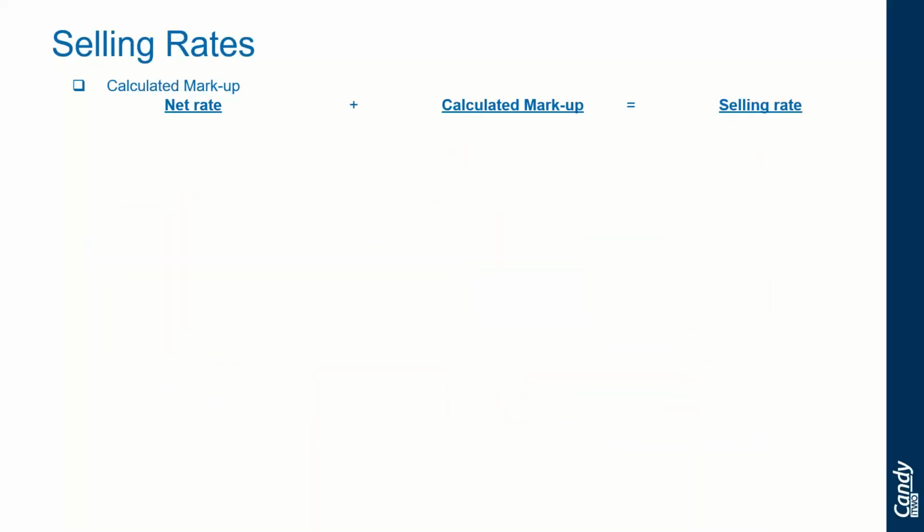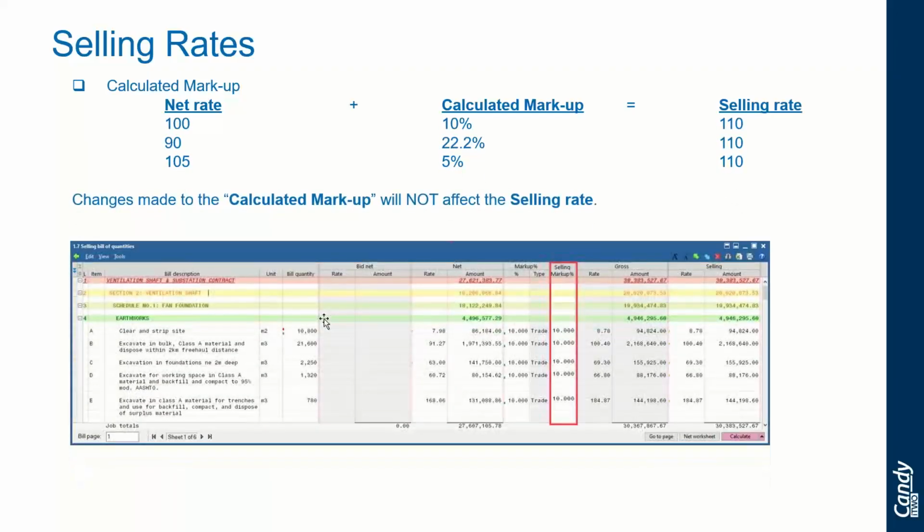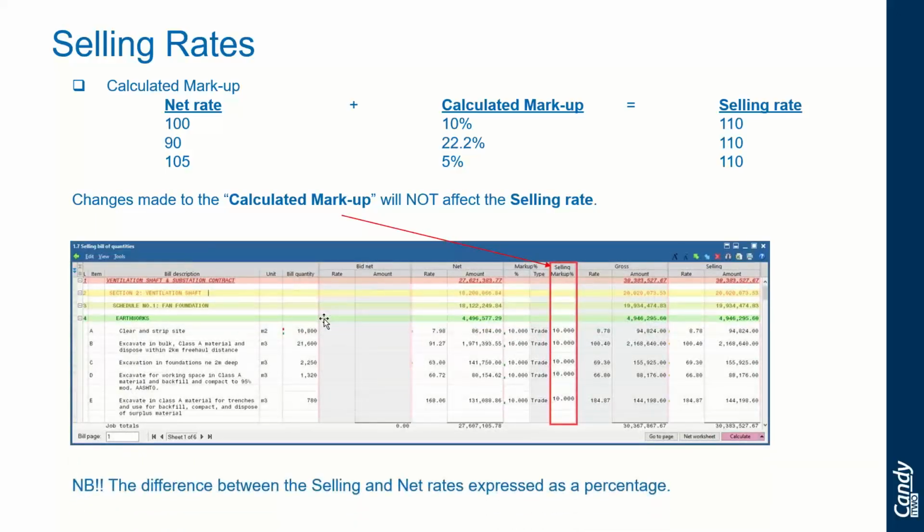It's mainly used for post-tender stage as the contractual rate. Adjusting the net rate or the applied markup will not affect the selling rate, and it's therefore ideal for post-tender stage. A calculated markup column is available and calculates the difference between the selling and the net rate.